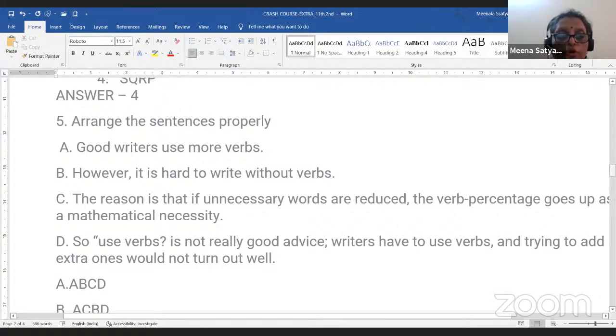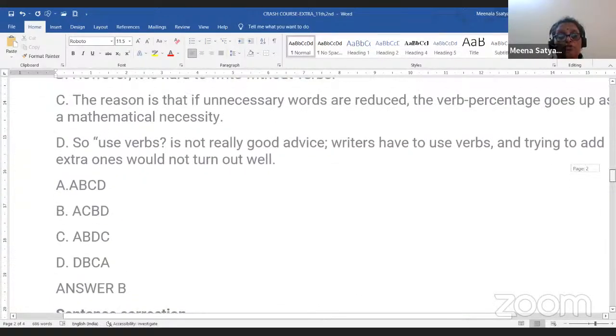Okay, good writers use more verbs. However, it is hard to write without verbs. The reason is that if unnecessary words are reduced, the verb percentage goes up as a mathematical necessity. So use verbs is not really good advice. Writers have to use verbs, and trying to add extra ones would not turn out well. So what is the answer here?